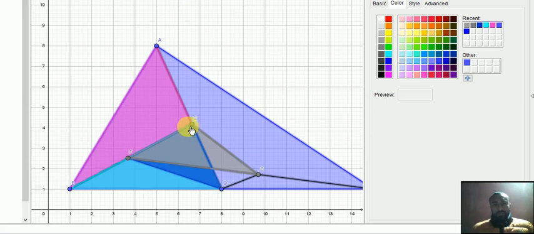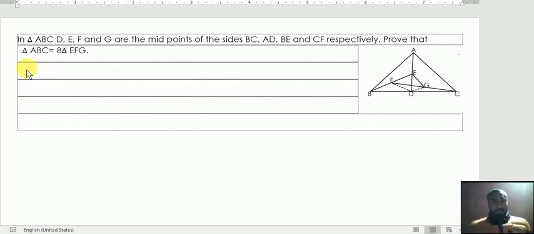So you can see here, if EF is parallel to DG, then you can say area of triangle EFG is equal to the area of triangle EFD. So in this way we can prove it. So let it be proved here. First of all, let's write the given conditions.